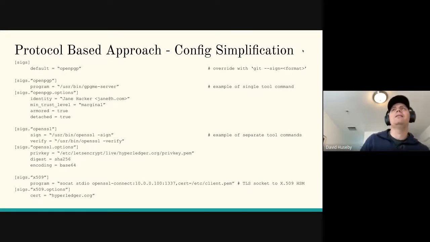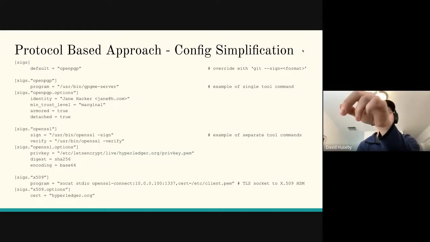And I wanted to highlight here in the config that you can have a single tool that handles both signing and verification, as in the example of OpenPGP. You can have separate tools for sign and verify, as in the example of OpenSSL. And then you can even use, if you had a server that speaks the As-You-Want protocol over a socket or something, like in the X509 example here, I'm just using SOCAT with standard IO doing an OpenSSL connection to that IP address and that port, passing those parameters to say an external X509 HSM.